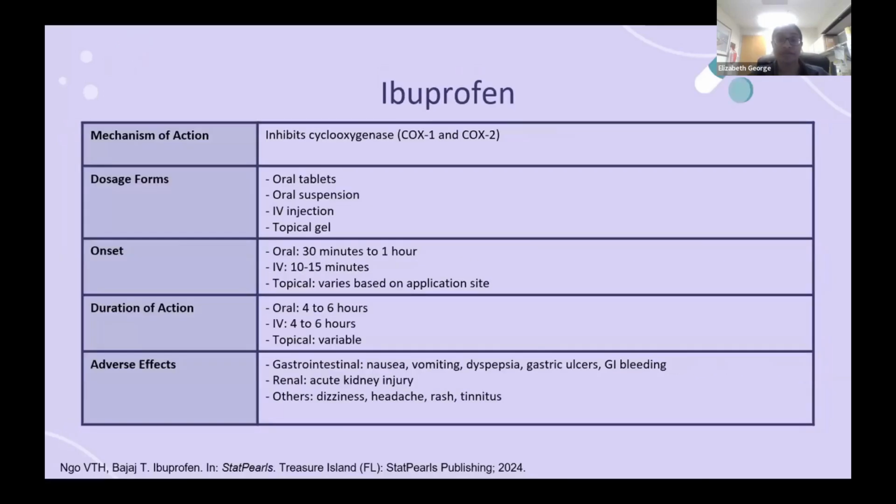As for ibuprofen, it inhibits COX-1 and COX-2, reducing synthesis of prostaglandins responsible for pain, inflammation, and fever. Again, there are multiple dosage forms such as oral tablets, oral suspension, IV injection, and topical agents. The onset for oral is usually 30 minutes to 1 hour, while IV typically takes 10 to 15 minutes. The duration of action is typically 4 to 6 hours. Some adverse effects, mainly GI, are nausea, vomiting, and GI bleeding.